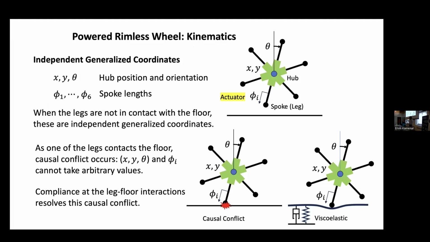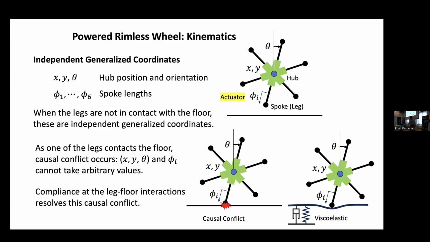The spokes are driven with actuators, which possess the state variables phi_i. Generally, the coordinates of the system are x, y, theta of the hub, and the actuator spoke variables phi_i. These two sets are independent generalized coordinates when the system is not in contact with the floor, but once it is in contact with the floor, a conflict occurs because the x, y, theta positions and phi_i cannot be specified independently.